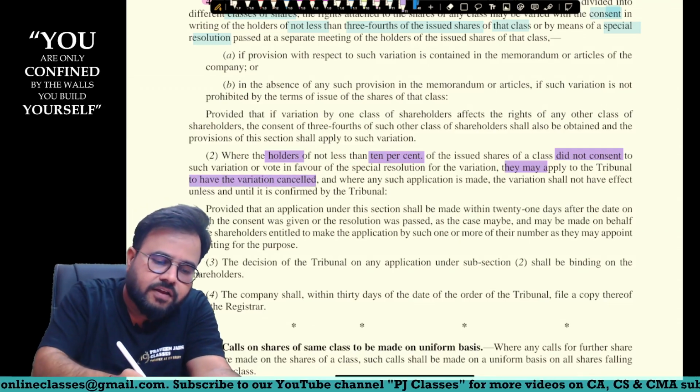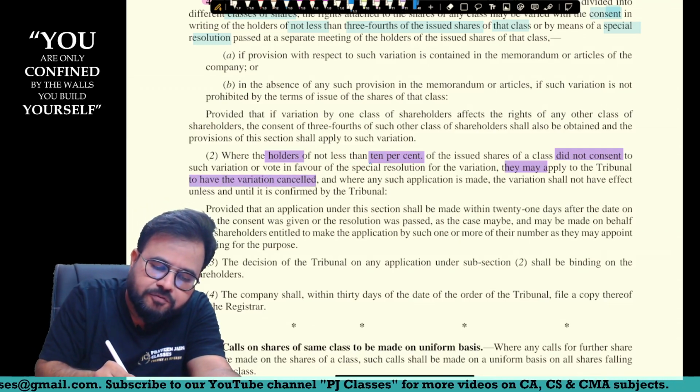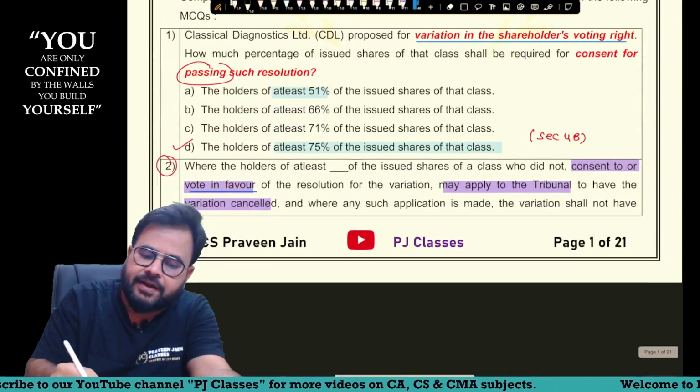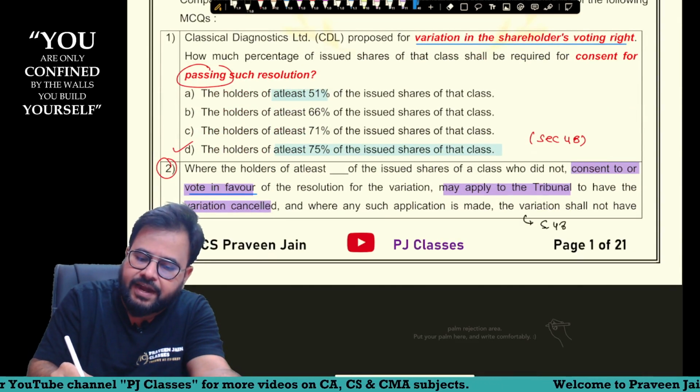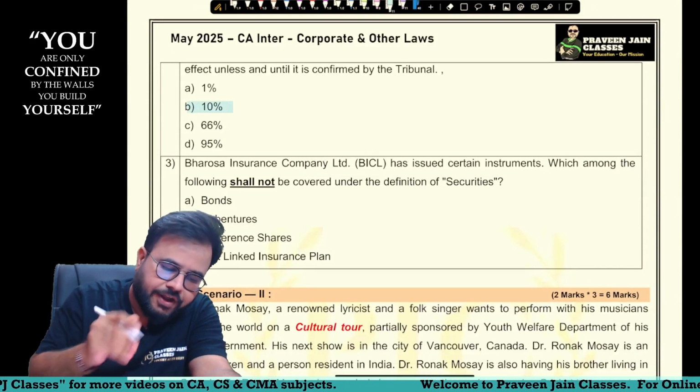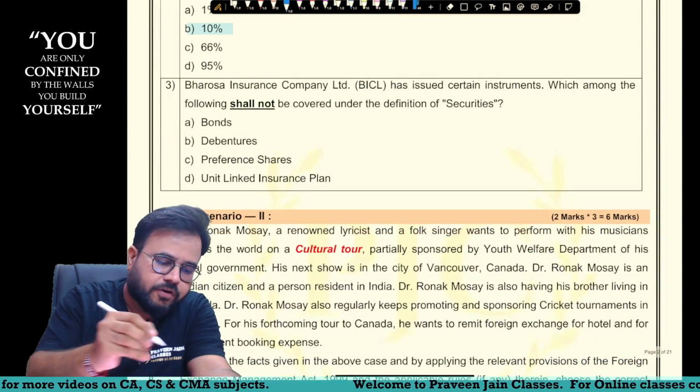Here the MCQ was with respect to how much percentage? The answer is 10%. So the second bit is also from section 48. Okay, so the answer is 10%. Great. Next, let us talk about the third point.